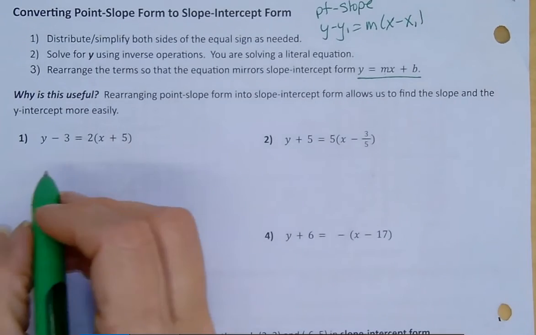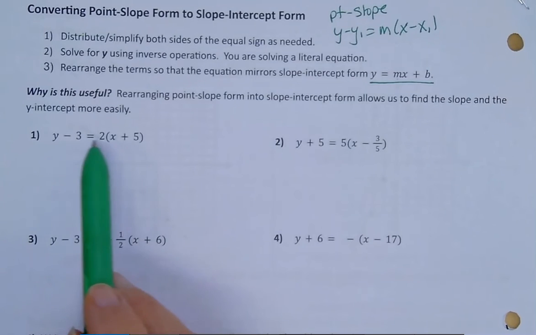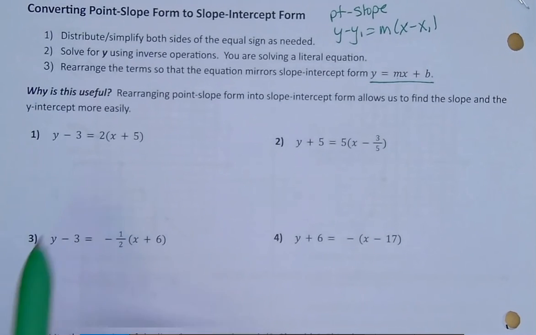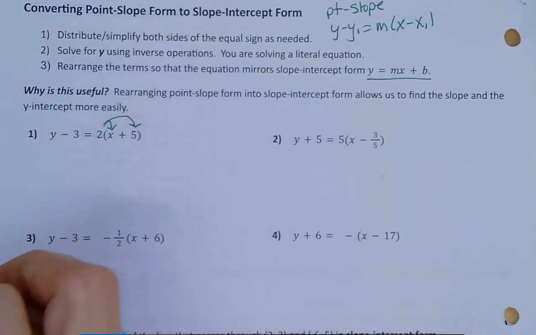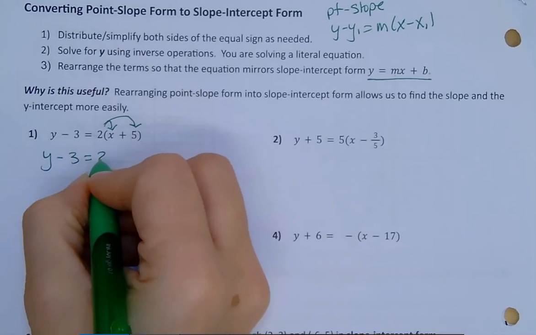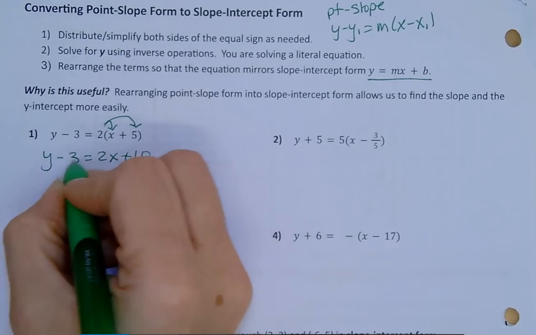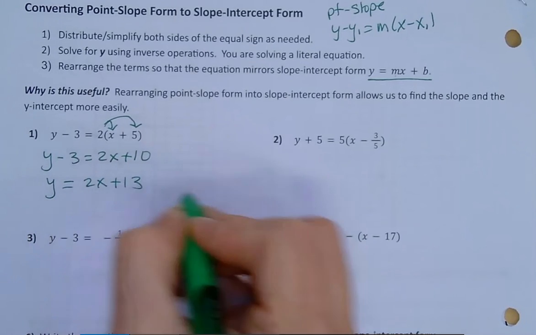All right, all I'm going to do is I'm going to simplify what I can on each side, and then I'm going to make sure I have everything equal to y and in slope-intercept form. So I have 2 times x and 2 times 5 I have to distribute. I have y minus 3 equals 2x plus 10. I want to get y by itself, so this is going to be y equals 2x plus 13.